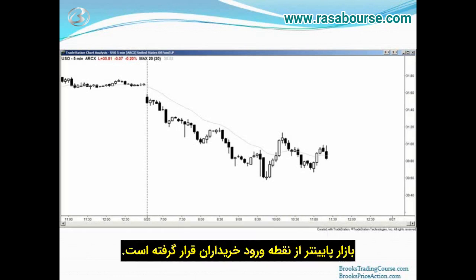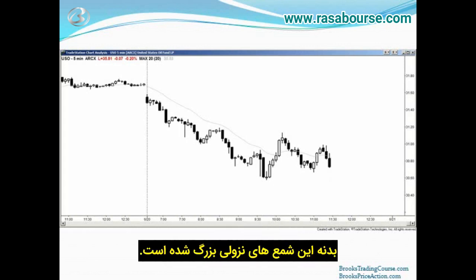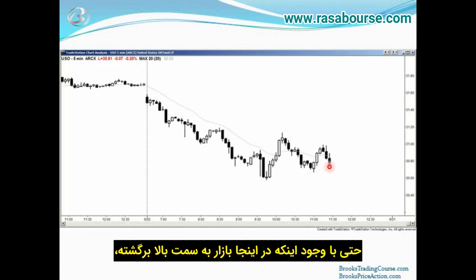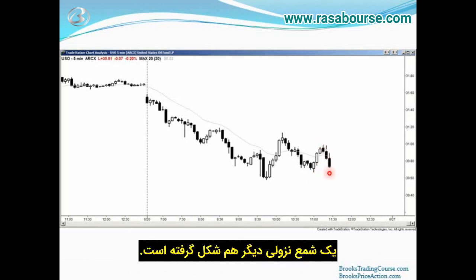The market fell below the entry bar for the bulls, and it looks like it's probably going to fall below the signal bar as well. These 3 bear bars, bodies getting bigger in size. Even if the market turns up here, there are probably sellers above. Another very big bear bar.